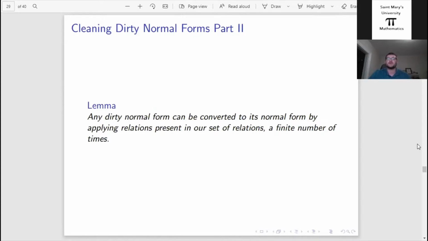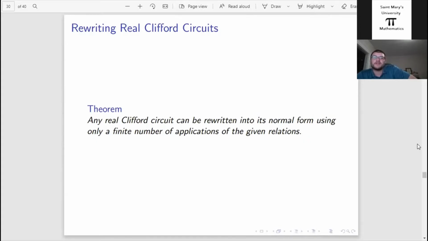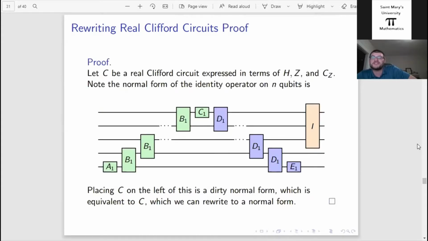So the lemma we desire is that any dirty normal form can be converted to its normal form by applying finitely many relations present in the diagram. And we'll use it to prove this theorem, right? This lemma, you'll have to take on word or read through the full details of the paper. But if we take the theorem: if I can write any dirty normal form into a normal form, the question left to answer is, can I take any circuit to a dirty normal form? And cleverly enough, the answer is yes, because we just tack on the identity as a normal form. You give me any real Clifford circuit over the basic generators, to the right of it you put the entire normal form for the identity, and now we have a dirty normal form, in which we apply our lemma and we receive our result.